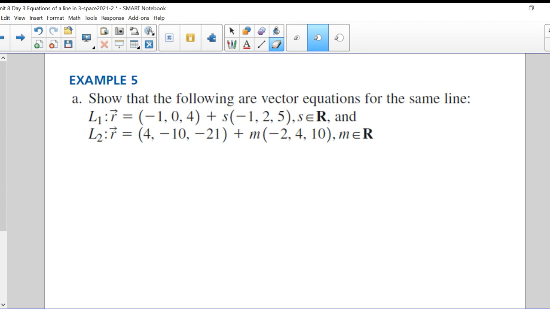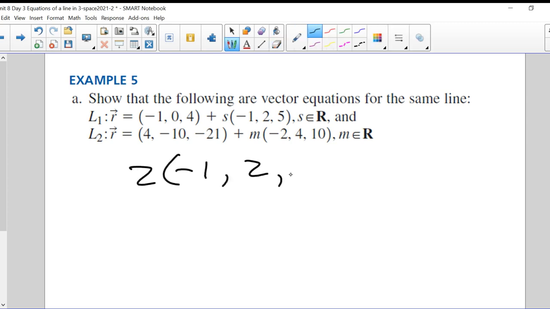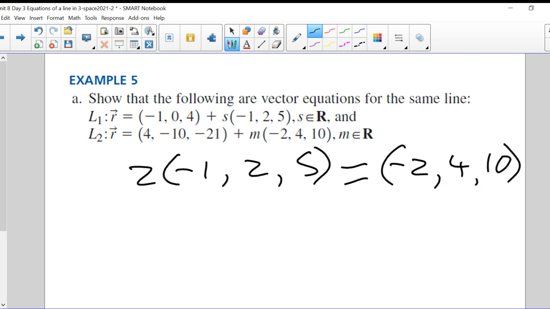Is there any way for us to show that? I'm asking that question. Is there any way for us to show that those 2 vectors are collinear? There you go. If I just simply multiply the first one, so 2 times the minus 1, 2, 5, if the S value was 2, then that's going to give me the minus 2, 4, 10. So all I need to do is scale one vector and it becomes the second one. Alex and Daria are both right.